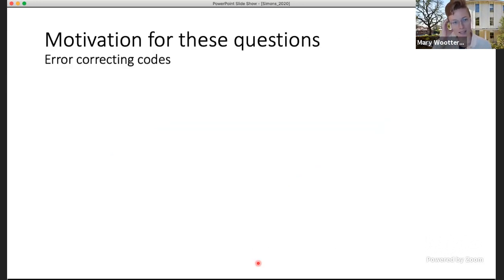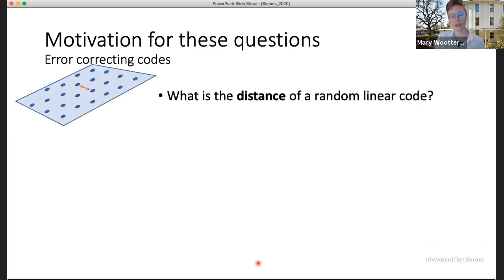Why might you ask these questions? Well, I think they're interesting in their own right as math questions. But my original motivation for studying these comes from error correcting codes. I'm not going to go into this very much at all, but just one slide to wave my hands a little bit about why I might care about these questions. This first question that I talked about, the distance between any 2 points, is actually a very classically studied question in the theory of error correcting codes.